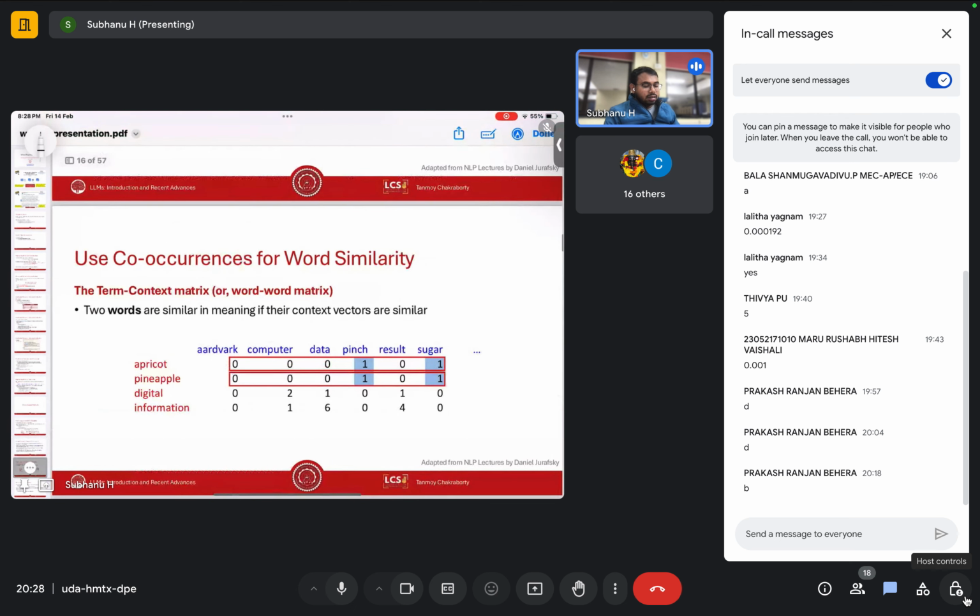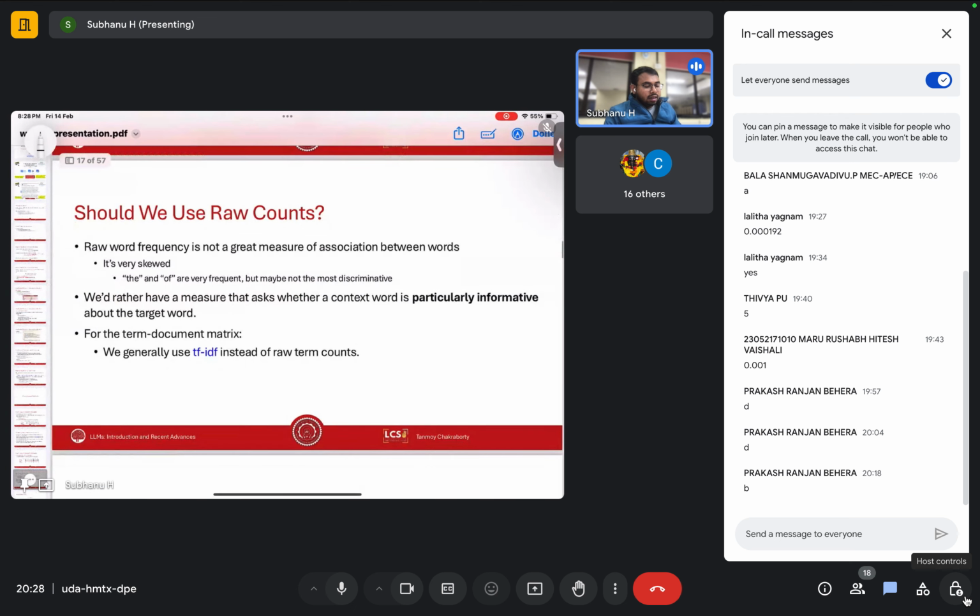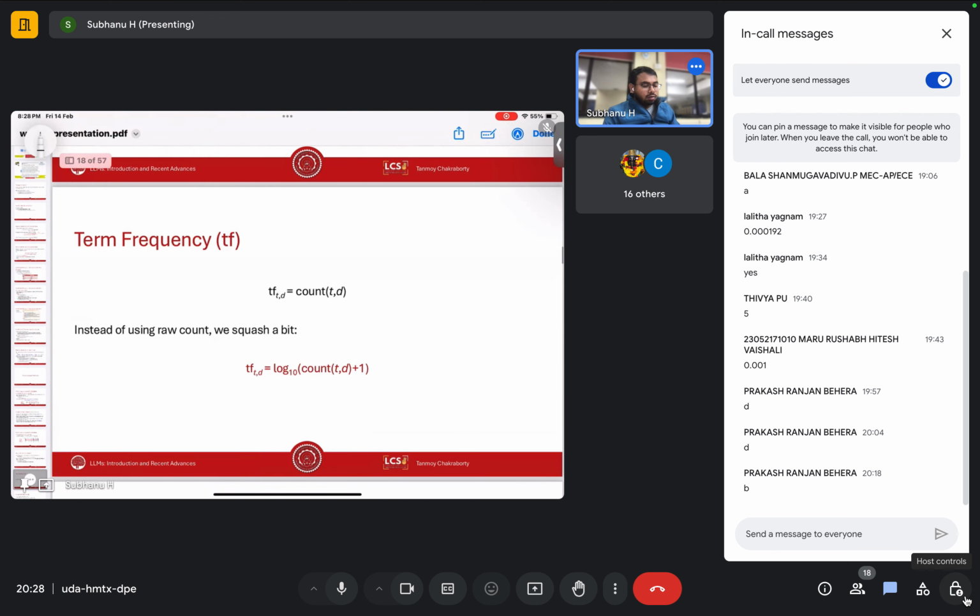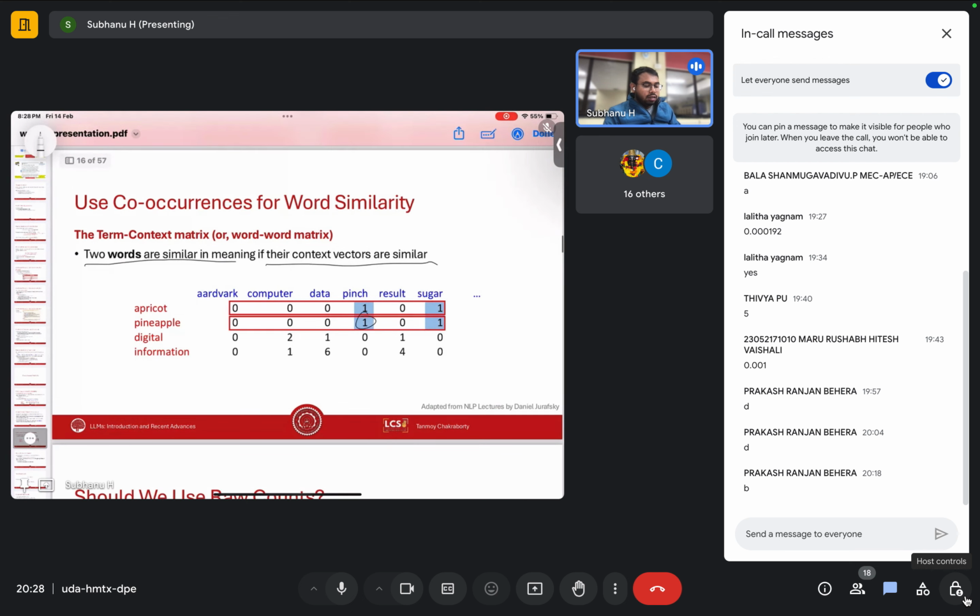There is also the Brown corpus. If two words are similar in meaning, their context vectors are also similar. But there is a problem with these raw counts. In the last class we have already seen TF-IDF instead of raw term count. Basically we can count this raw.